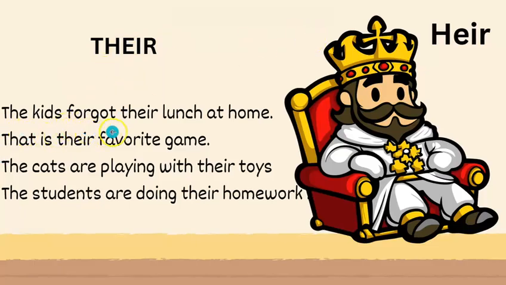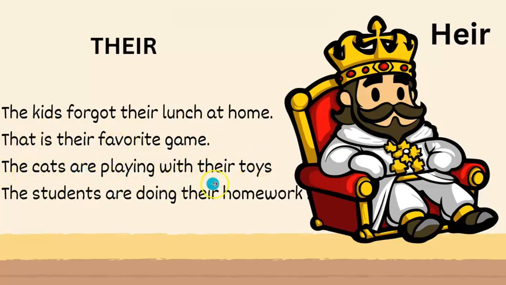Okay. The kids forgot their lunch at home. It means who owns the lunch? The kids. They are the owner. So we use this their to show that the kids are the owner of the lunch, and that is why the sentence says they forgot it at home. That is their favorite game. Whose favorite game is this? It is theirs. So this their shows that the favorite game belongs to them in this particular sentence.